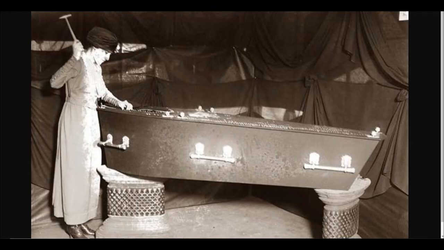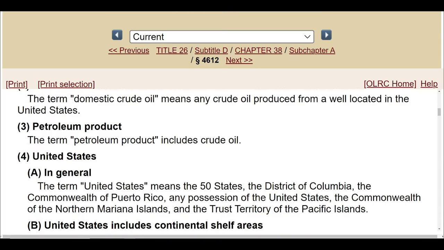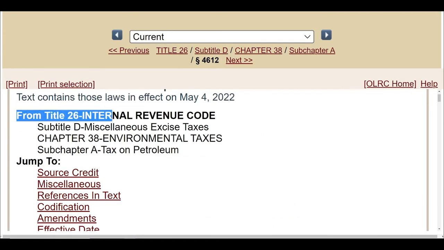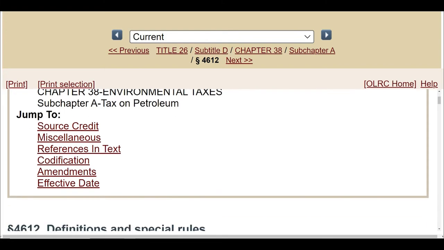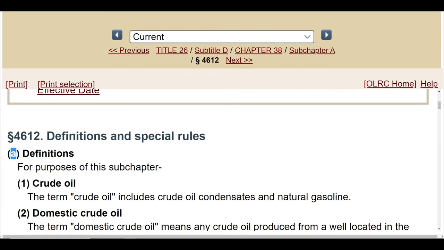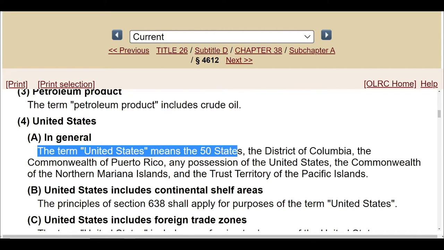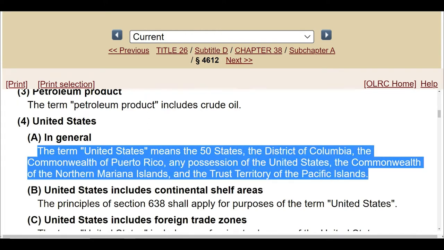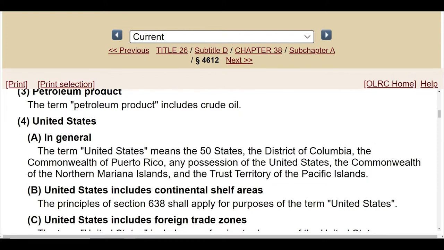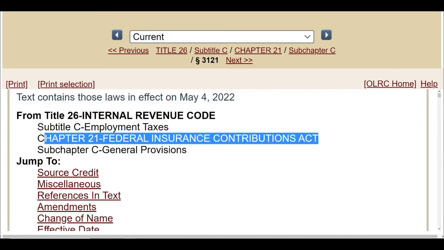Well, the nail in the coffin is in all these different code sections that have different unique definitions of the term United States and state. For example, here it is in the Internal Revenue Code, in Subchapter A on petroleum, which defines for this subchapter the term United States to mean the 50 states. There it is, folks, and a bunch of U.S. territories listed here. Yep, see? They use the term 50 states when they can apply the oil tax to the 50 states. They can do that.